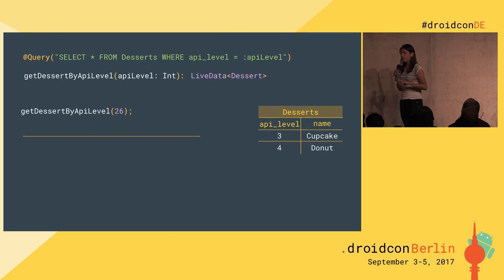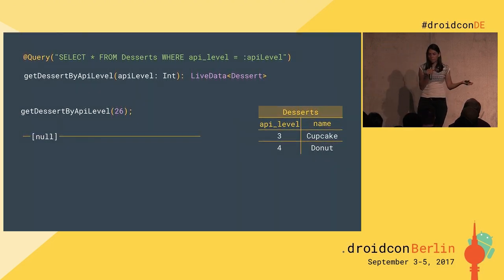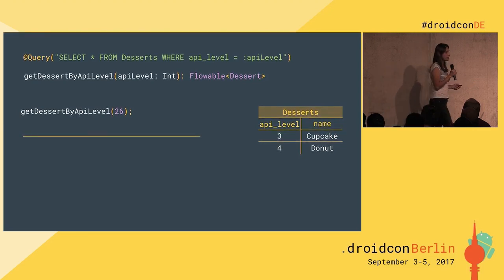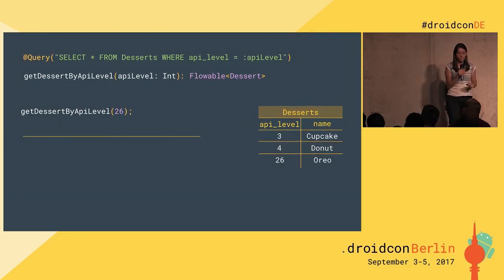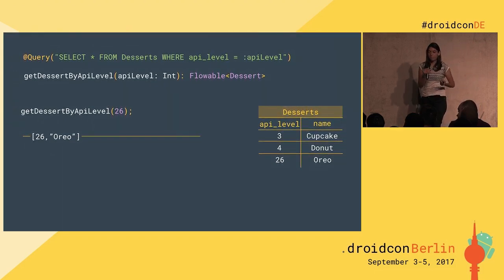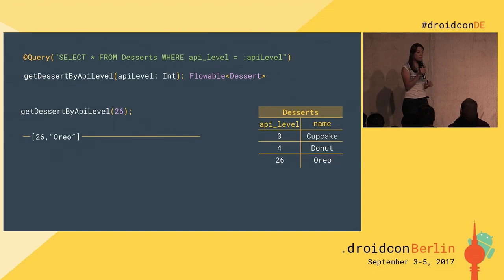But if we're getting an object that doesn't exist in the database, so let's say API level 26, with LiveData what happens here is we just get null, because we don't have that object. But if you're using a Flowable, nothing happens, because we all know Flowables can't support null. So if we're changing the data and then we're actually inserting a valid element in the database, afterwards we will get that information.